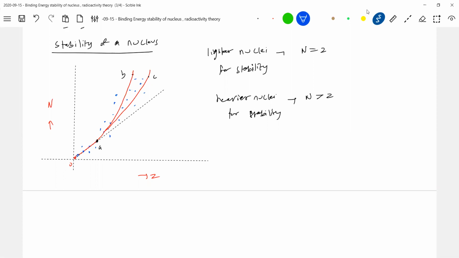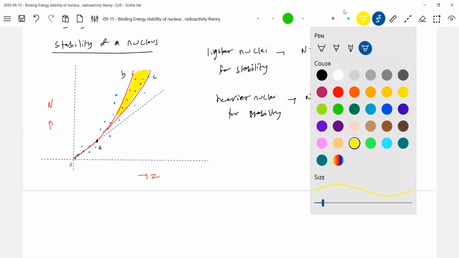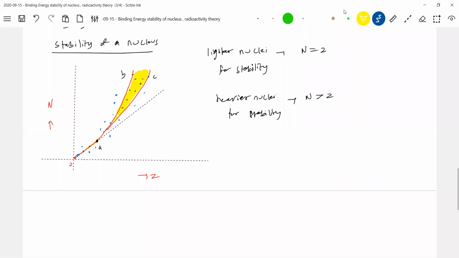What is the stability curve? This region is the stability curve. I'll shade it. There is a region, and you have to extend that yellow line further here. So what you see in yellow is the stability region. The yellow shaded region indicates stability.